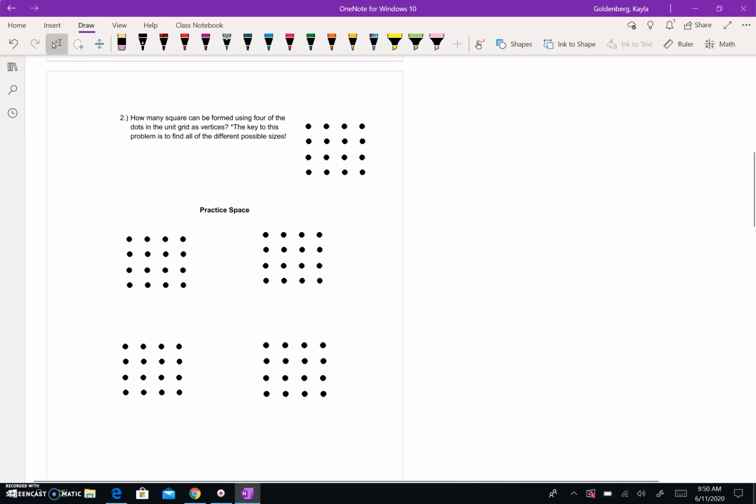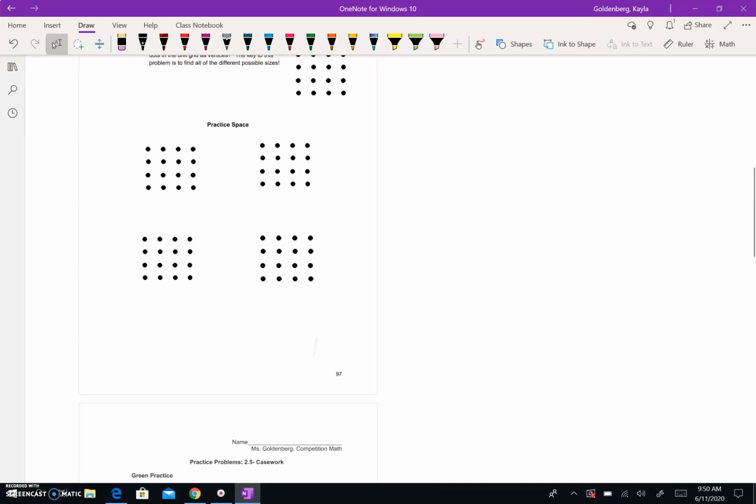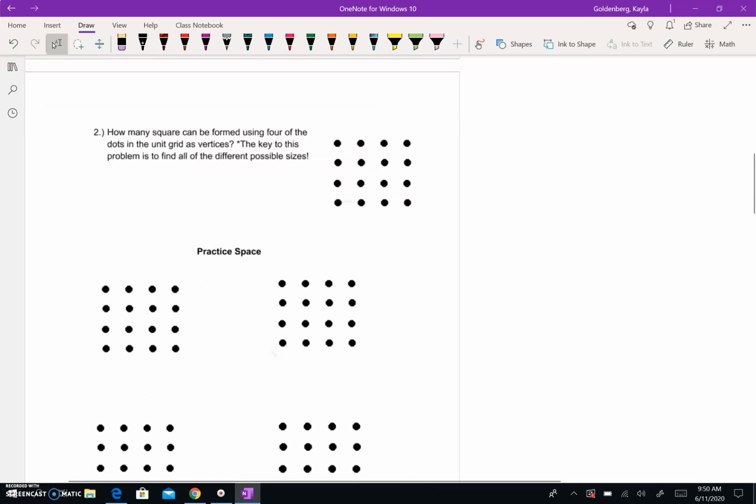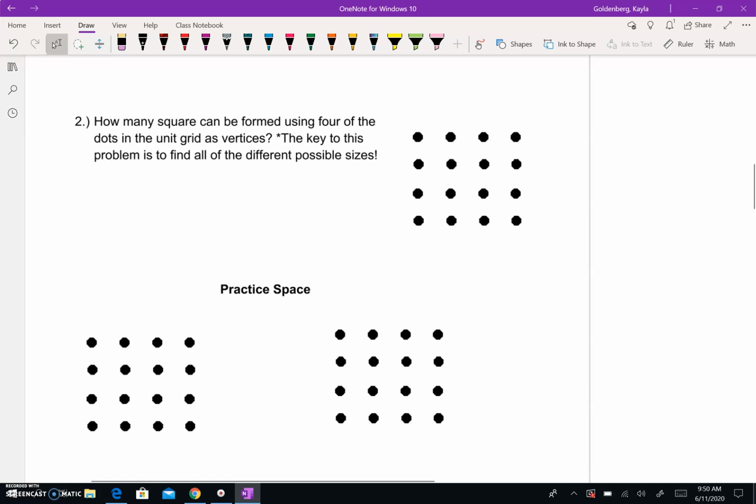And then this one is kind of interesting. I gave you guys some practice squares here at the bottom, just in case you needed some extra space. I just repasted that diagram. This one is a little bit more complex. How many squares can be formed using 4 dots in the unit grid as vertices? And the key to this problem is to find all the different possible sizes.